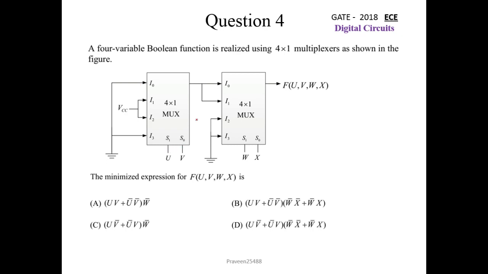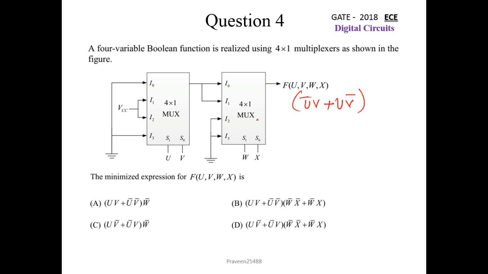So these two terms would be 0 at the output, and the remaining terms we will write. For I1, it would be 0 1, that is u bar v, into VCC. So VCC we consider 1, plus the next is u v bar. So this is the output of this first multiplexer, which is the input of inputs I0 and I1 of the second multiplexer.